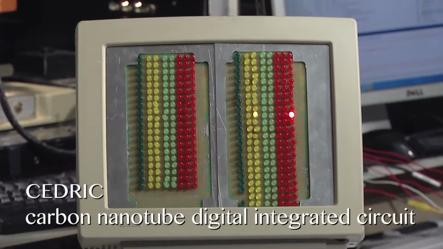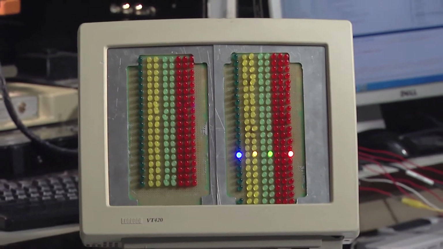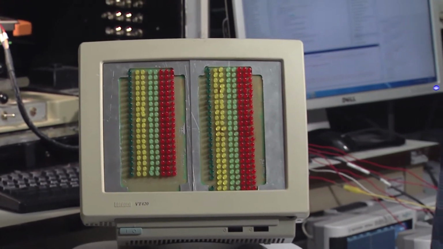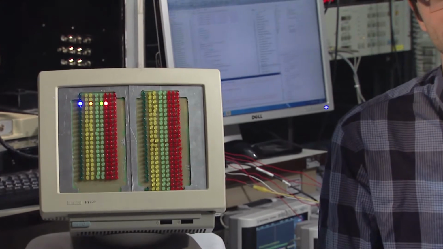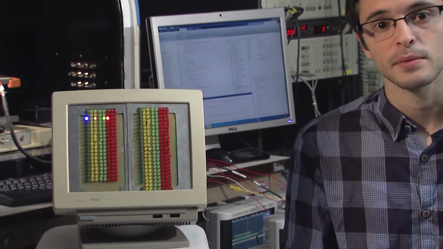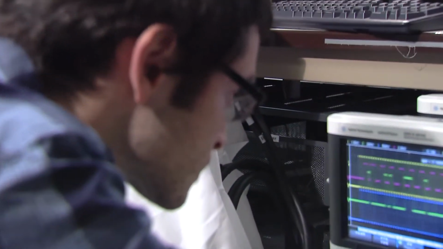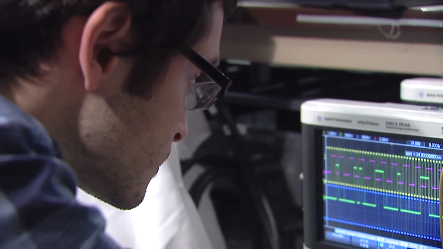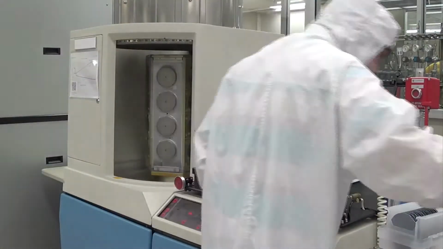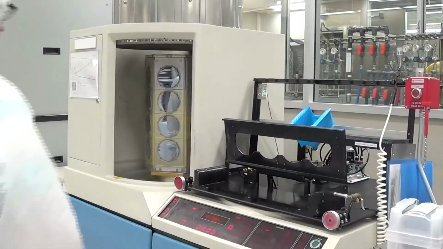Meet Cedric, the carbon nanotube digital integrated circuit. Cedric is the first computer built entirely using carbon nanotube transistors. Cedric is a very basic computer which runs a basic operating system, which is capable of multitasking. For instance, right now, Cedric is both sorting and counting numbers concurrently. Cedric is composed of tens of thousands of carbon nanotubes, showing that we can actually fabricate carbon nanotube circuits in a scalable and manufacturable manner.